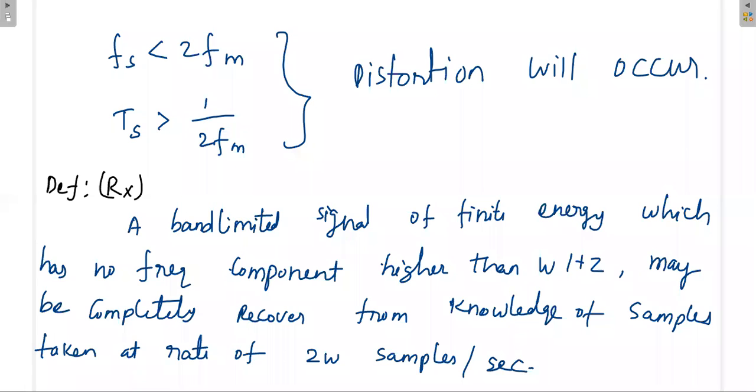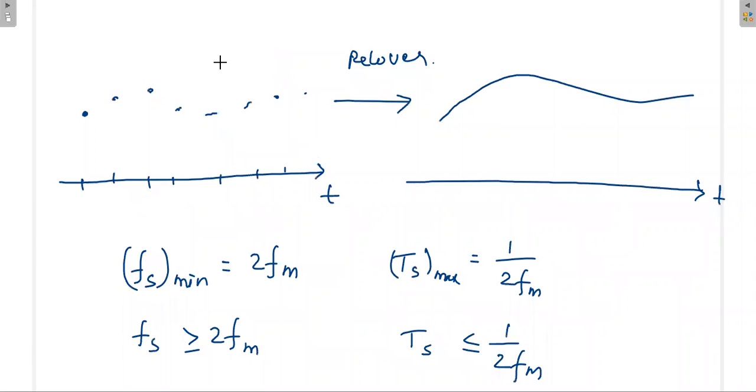Next, the definition with respect to the receiver. At the transmitter side, we have represented the signal with the help of samples. Once you are given the samples, how do you recover the original signal? To recover the original signal properly, at what rate should the samples have been defined? That is the definition with respect to the receiver.